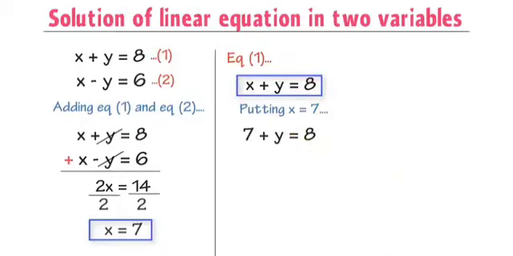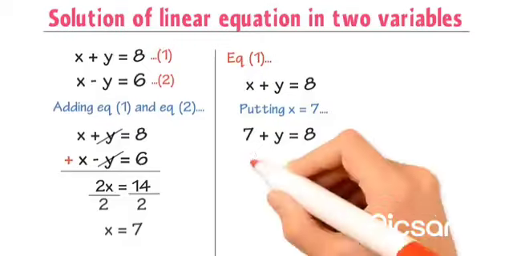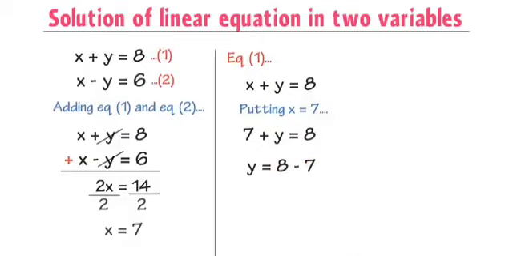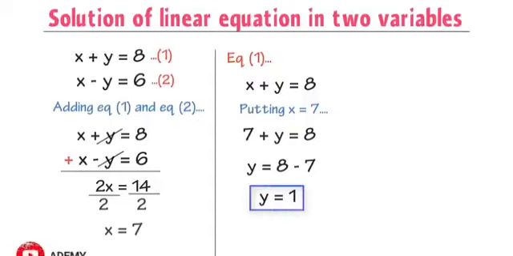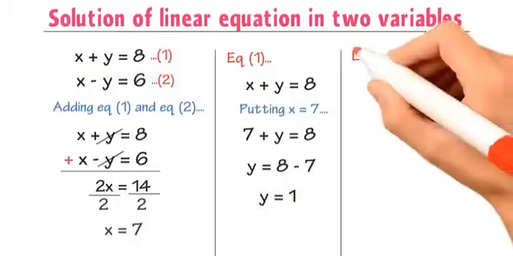7 plus y is equal to 8. Now shift plus 7 from the left hand side to the right hand side. y is equal to 8 minus 7, or y is equal to 1. So the value of y is 1 and the value of x is 7. If you put the value of x in equation number 2, it will again give you the same value of y. Let me do it.